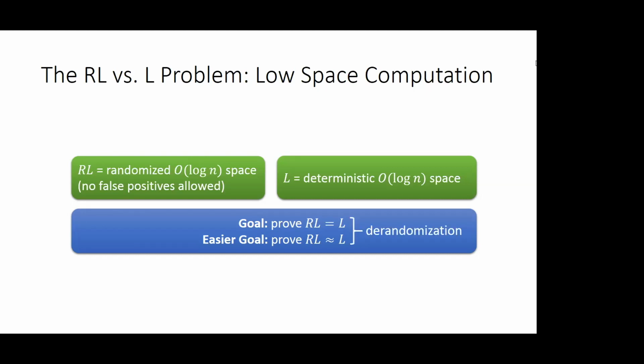And so this task of trying to show that you can do things without random bits that you could do with random bits is called de-randomization. There have been several approaches to RL versus L that have been studied in the past.